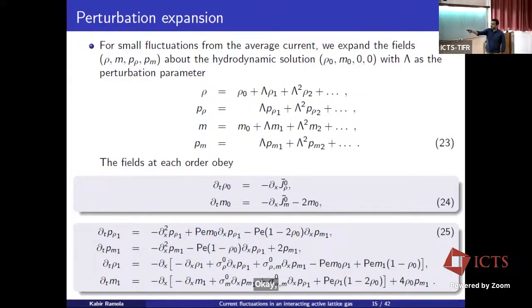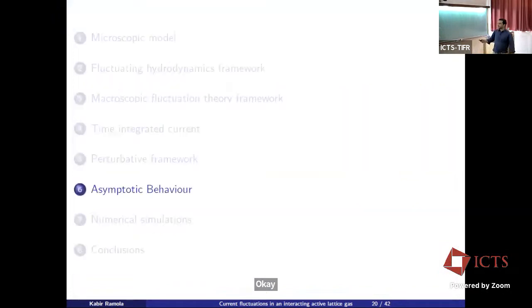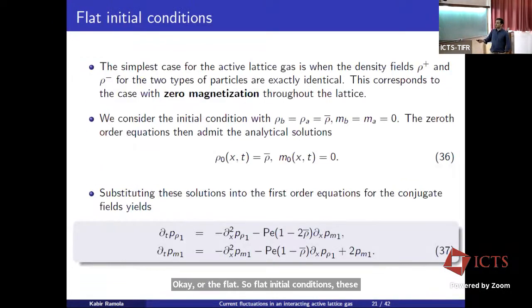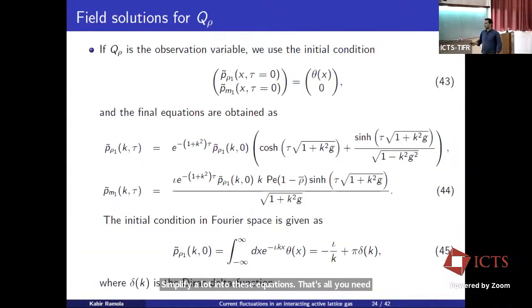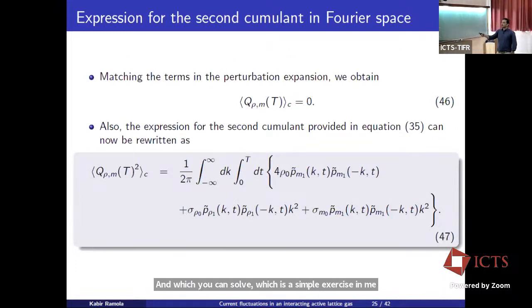And once you make the assumption that you have flat initial conditions, these simplify greatly. Absolutely. So flat initial conditions, these simplify a lot into these equations. That's all you need to solve, which we can solve, which is a simple exercise in matrix diagonalization. So now all we have to do is put this back in here and extract the scaling forms.